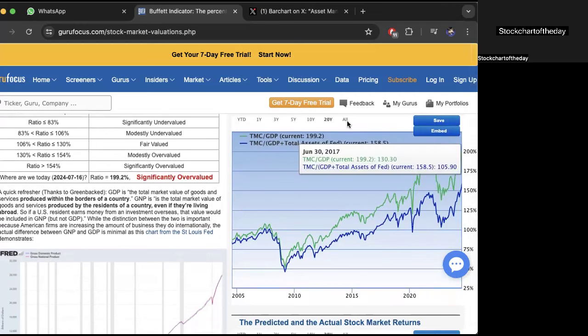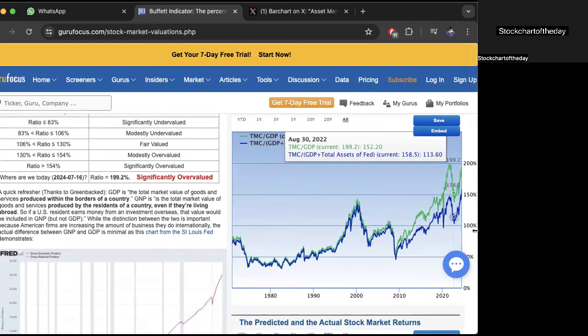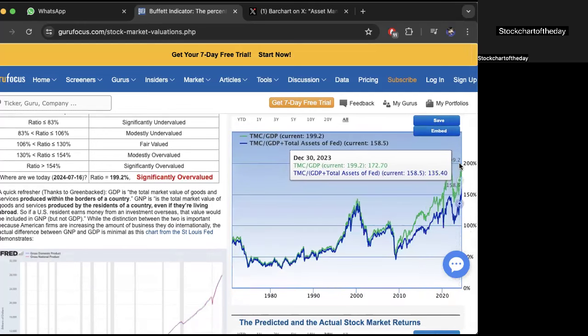So you may ask yourself, why is 200% so important? Well, 200% is the all-time high. Look, you see 199. So we're at 199 now. 200% is what we hit back in 2021 when the Fed printed trillions of dollars, rates were zero, and we inflated this huge stock bubble.